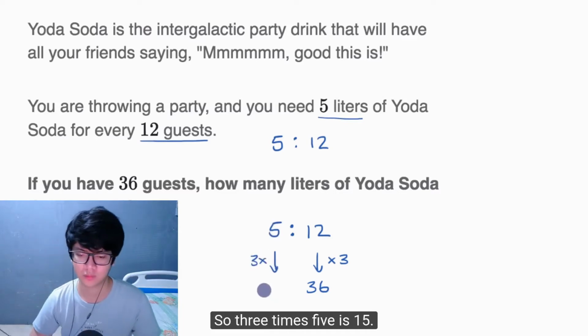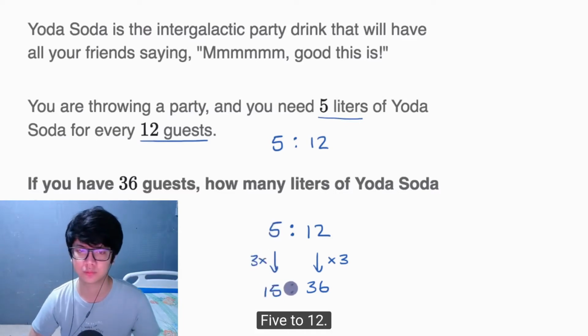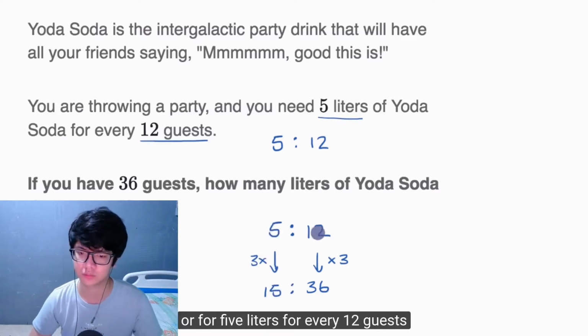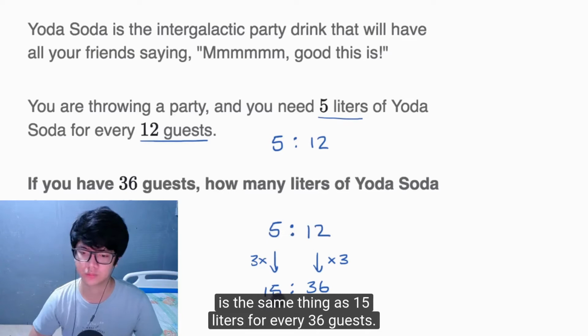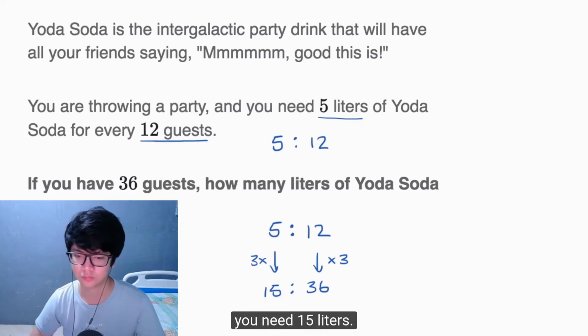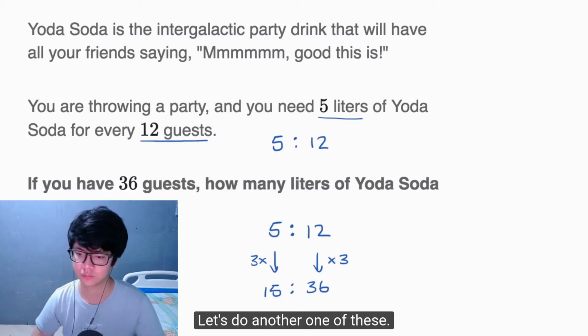So 3 times 5 is 15. 5 liters for every 12 guests is the same thing as 15 liters for every 36 guests. So to answer that question, how many liters do you need? You need 15 liters. Let's do another one of these.